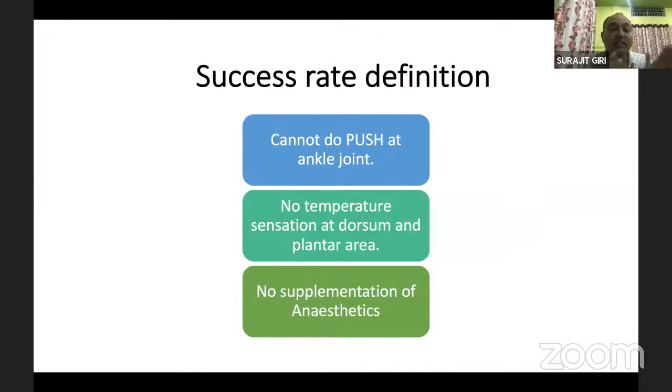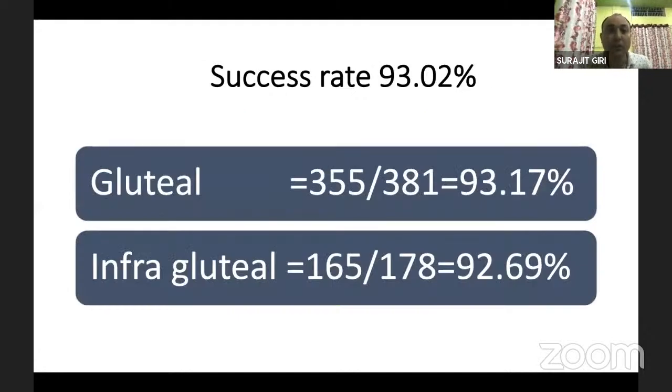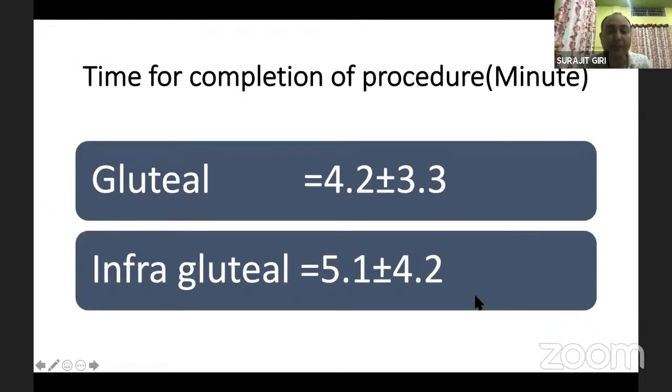So what is the success rate definition? Patients should not be able to push at the ankle joint. There should not be any temperature sensation at the dorsum and the plantar area. And there should not be any supplementation of anesthetic. That is called a success rate. Now you see, in our cases, we have got a success rate around 93.02%. In the gluteal approach, 93, and the infragluteal approach, around 92.69.